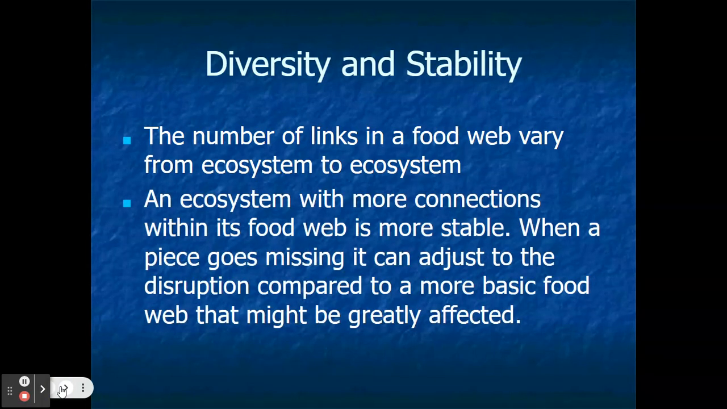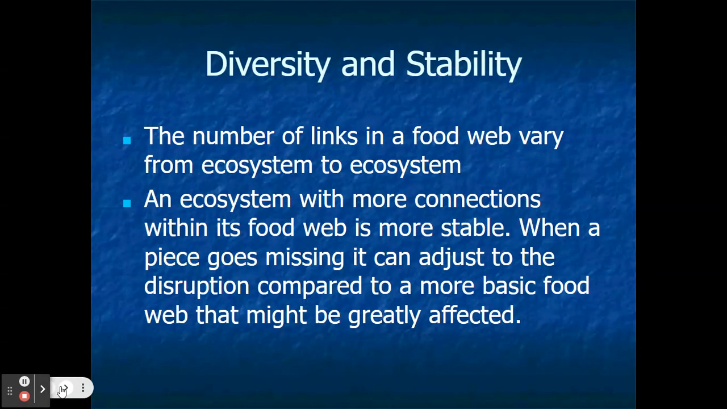Now, you heard me say diversity and stability, right? So diversity means a lot of different things, right? Think about that. Diversity. That's a hot word. If I have a lot of different plants and a lot of different herbivores, I can have a lot of different carnivores. So diversity is really important for making sure that can happen.